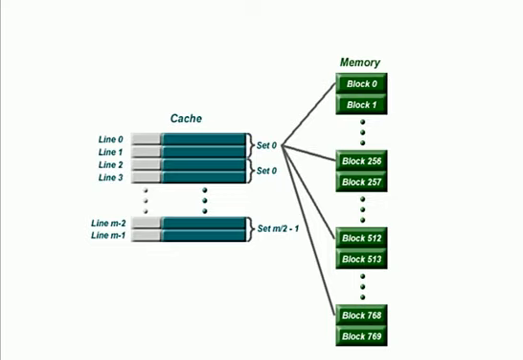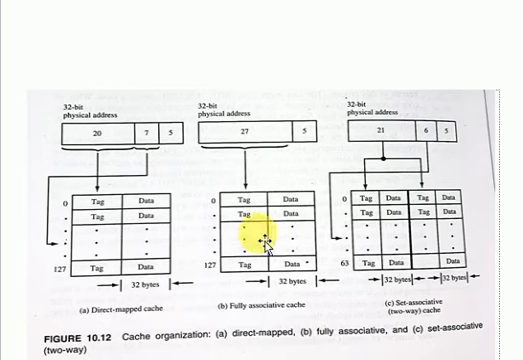So this proves to be more efficient than both the previous direct mapping and fully associative mapping, and hence the Pentium follows two-way set associative mapping in its cache organization. As you can see, this is the cache organization of direct mapped, fully associative and set associative.